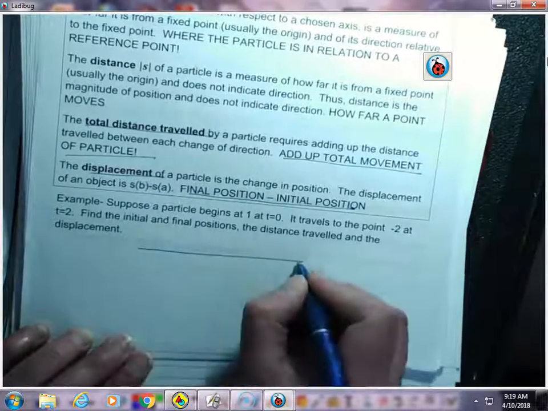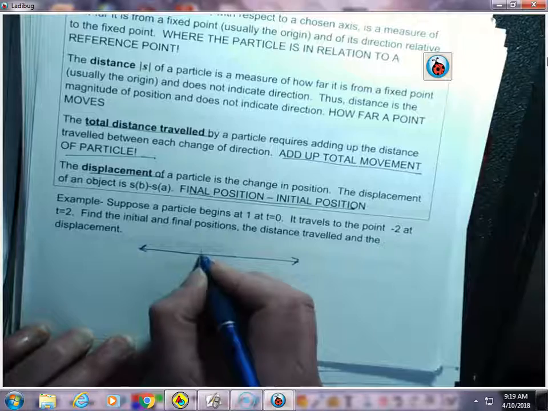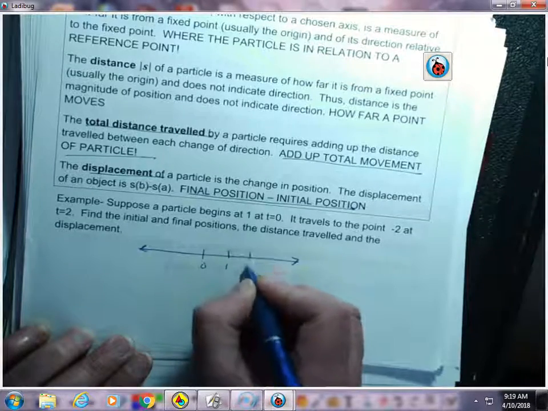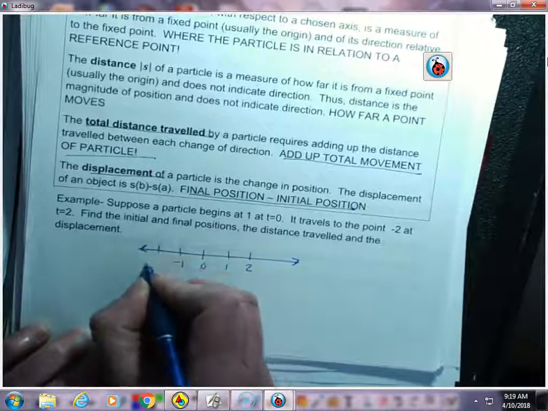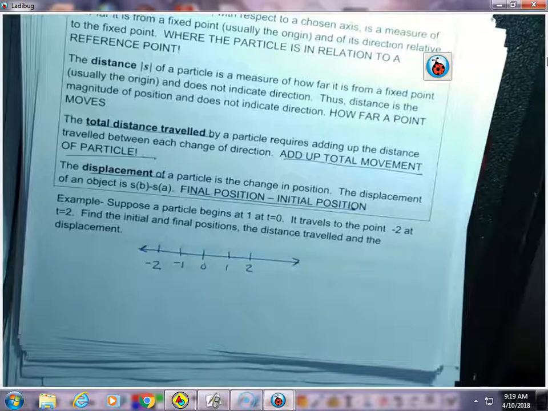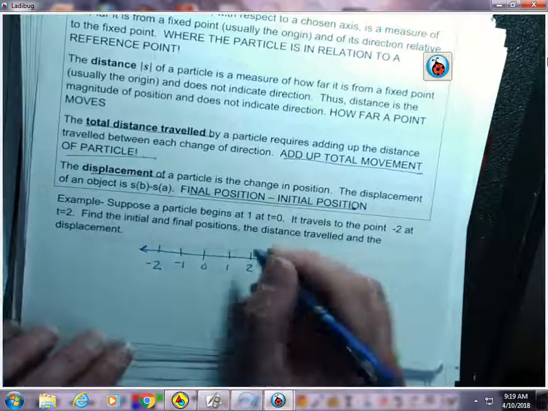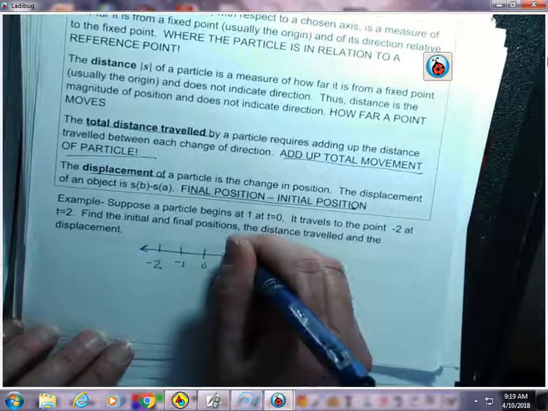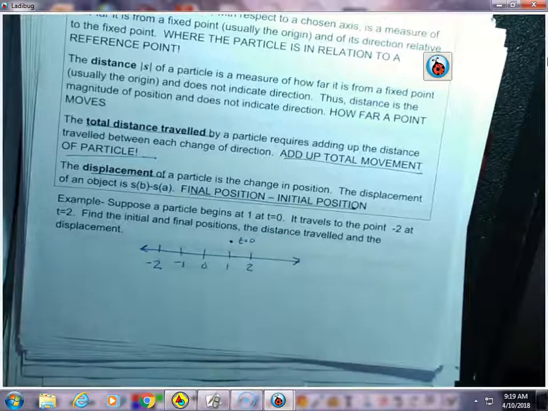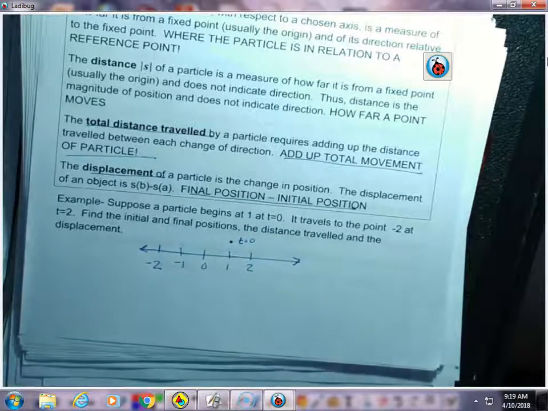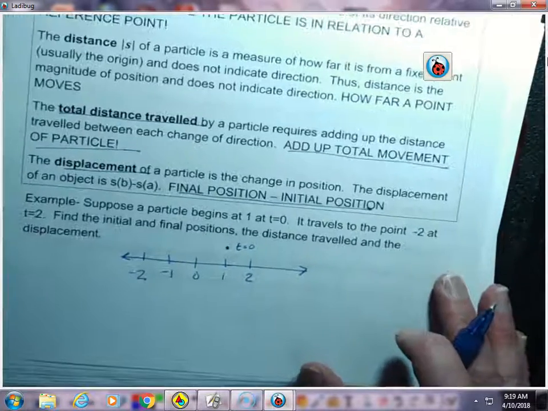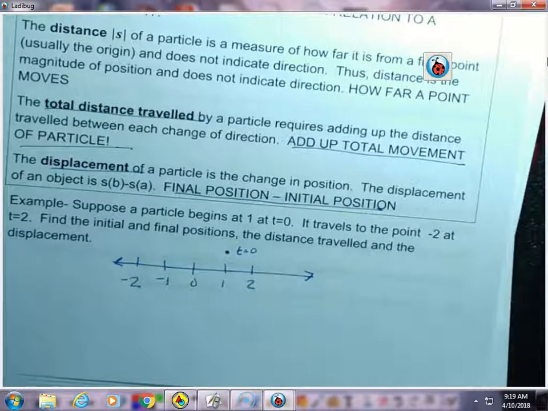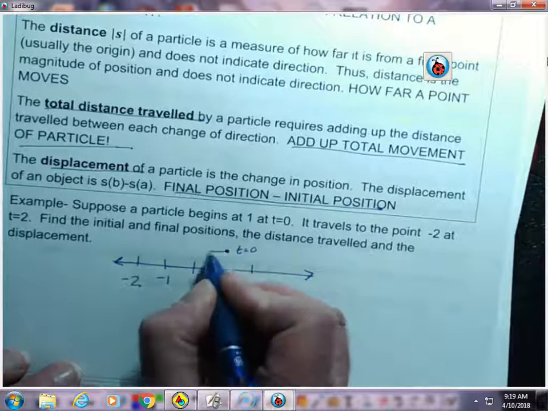So I'm going to draw a little number line, and I'm just going to draw a picture of what's happening. It says it begins at 1 at time equals 0. Now you don't really have to put the time there, but I like to, so I'm going to. And then we're going to show that it travels to the point -2 at time equals 2.